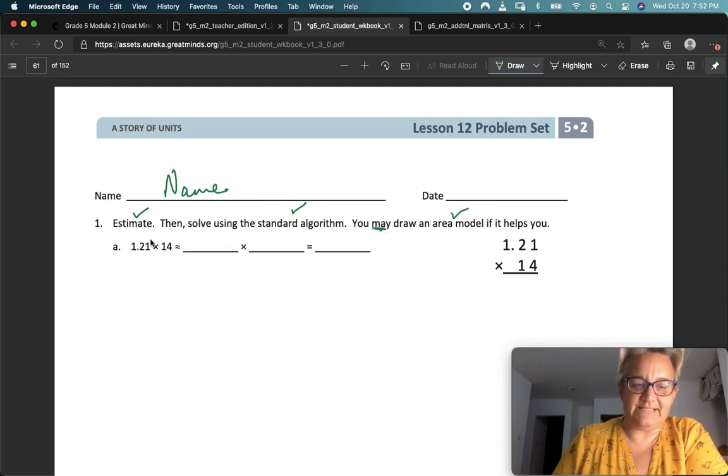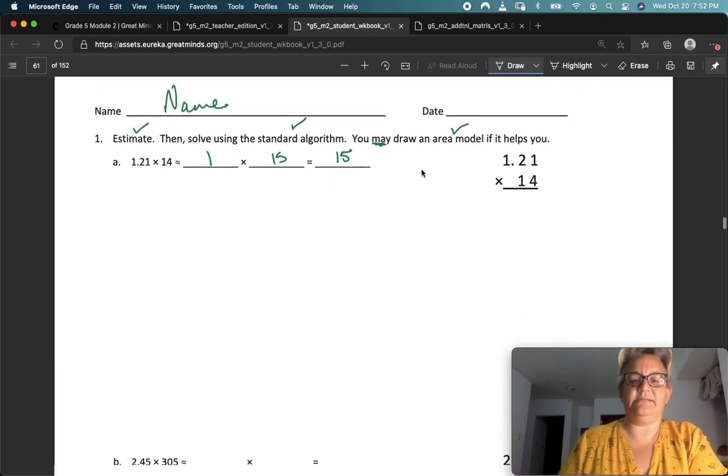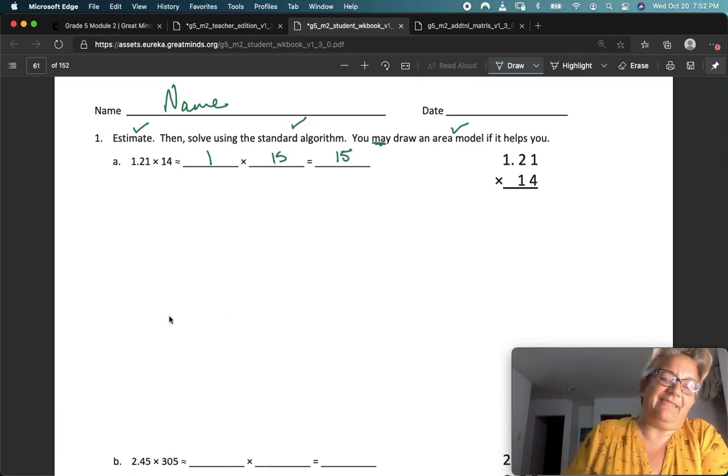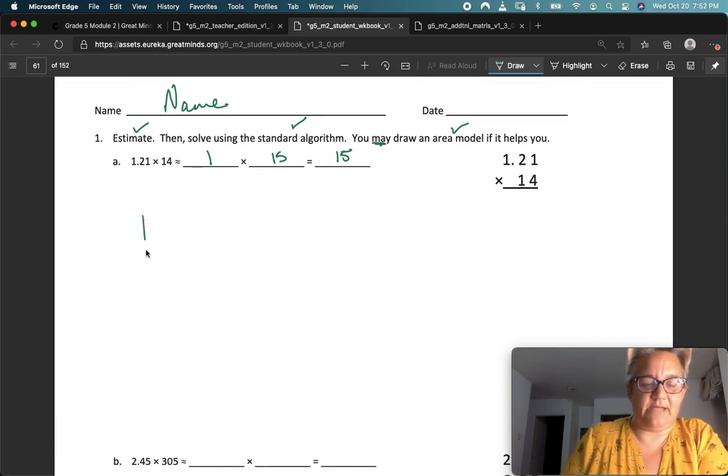Okay, so first estimate. We have 1 and 21 hundredths, so we're going to round that down to 1 whole. And 14 wholes, well, we can round that up to 15 if you want. 1 times 15 is 15. We could round it down to 10 as well. Doesn't really matter because what we're looking for is something that's going to help influence our final answer. I think on this first one we'll go ahead and draw an area model.